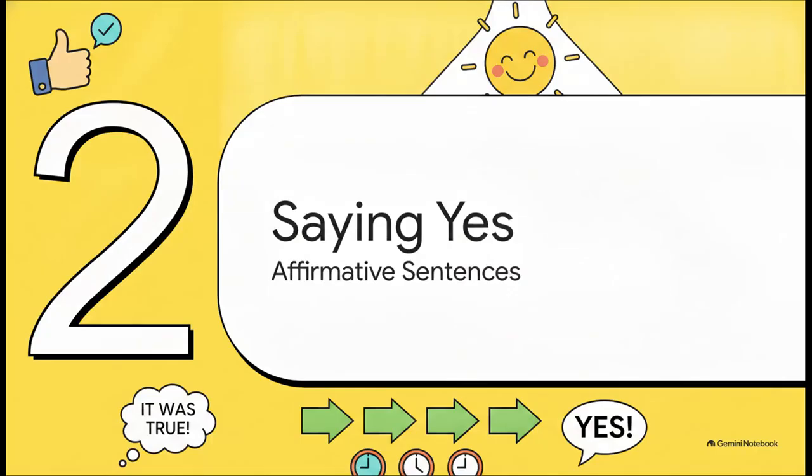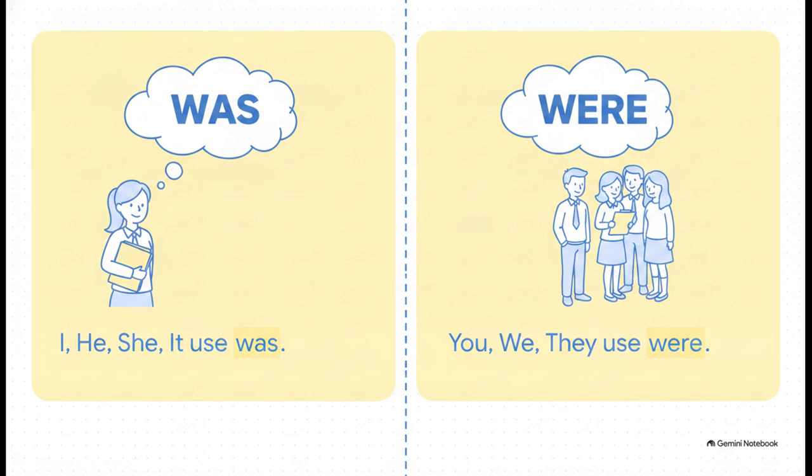Moving right along to section 2, saying yes, building affirmative sentences. Now, the real secret sauce to mastering this is recognizing that English practically splits our pronouns into 2 teams. You've got the singular pronouns, I, he, she, and it, and they are a total package deal. They exclusively pair up with was. Then you have the plural pronouns we and they, plus the ever-versatile you, and they strictly pair with were. If you can just visualize this split in your mind, honestly, you'll never mess up your subject-verb agreement here.